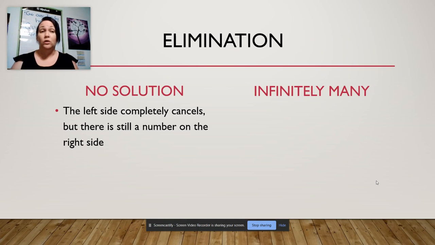So what the work looks like with everything on the left side canceled out, that's going to give you a 0 on the left side and then a number on the right side. So you would get something like 0 equals 8, which is not the answer. The answer is no solution.